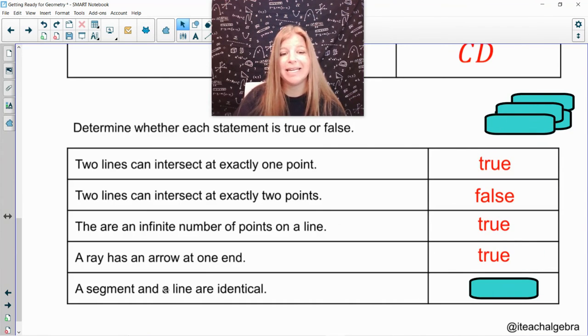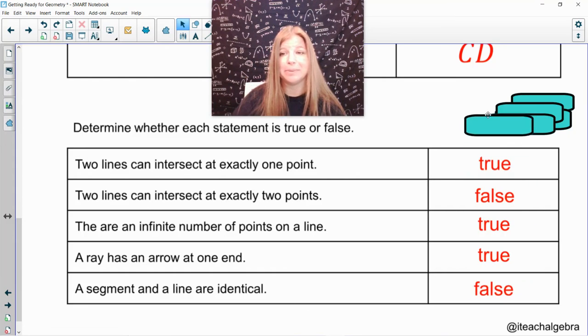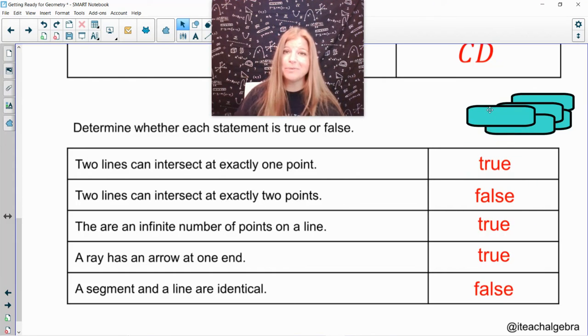A segment and a line are identical. A segment has two endpoints, a start and an end, but a line extends forever in both directions. So are they identical? Absolutely not.